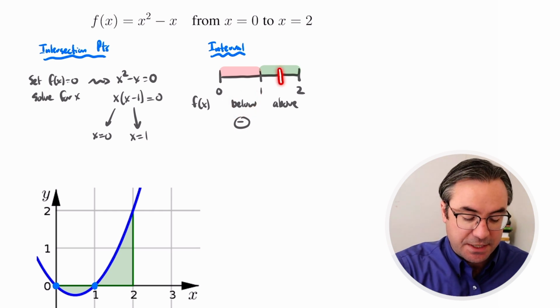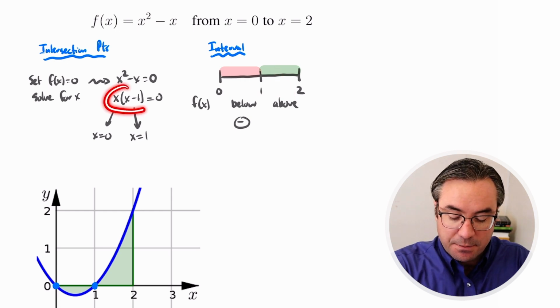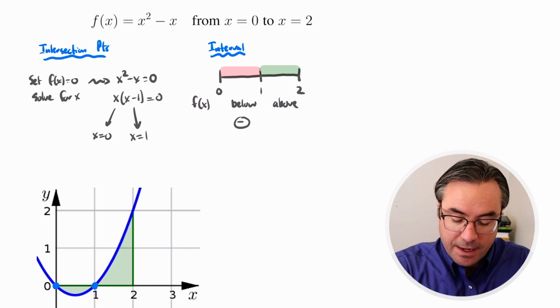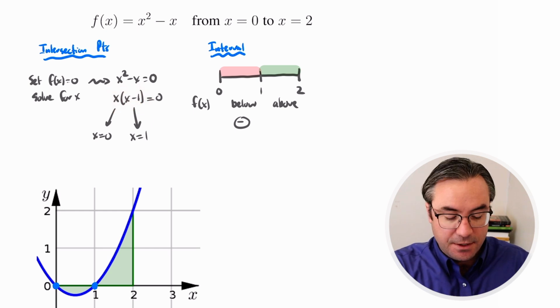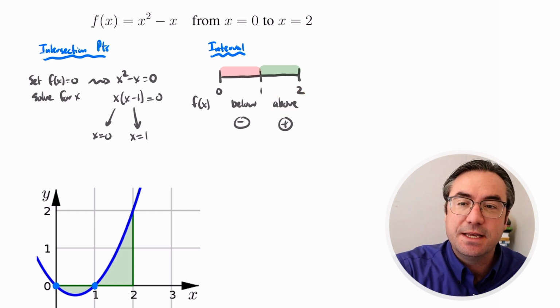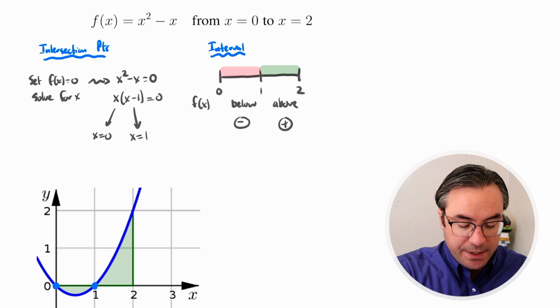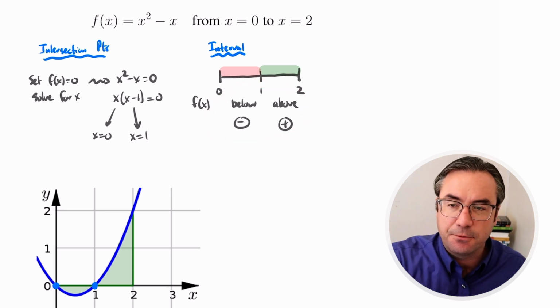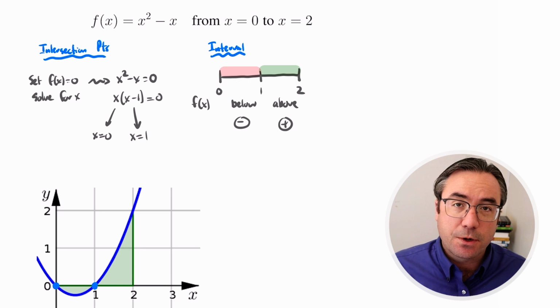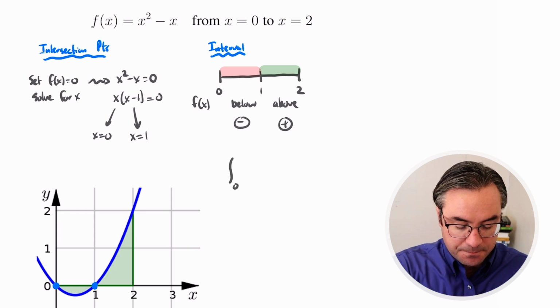And then same idea, we could pick a test number for the next interval. So maybe like 3/2, and we could plug it into the factored version. And 3/2 is positive, and then 3/2 minus 1 also positive. So the fact that you'd be getting a positive value there tells us that the function is above the x-axis. All right, so once we figure this out, now we're ready to set up our integrals, and we're going to do 2 of them. So we're going to figure out the integral from 0 to 1 of our function.